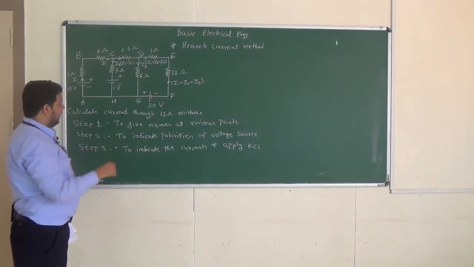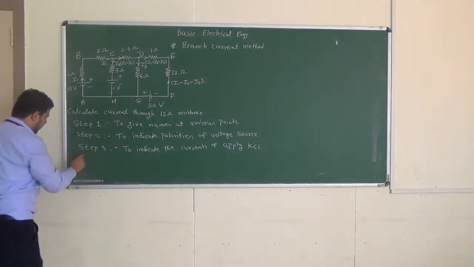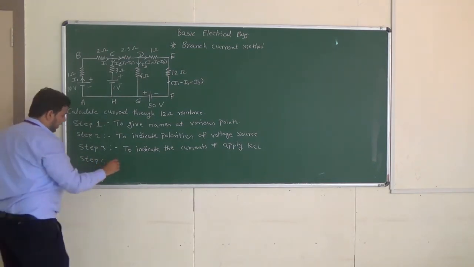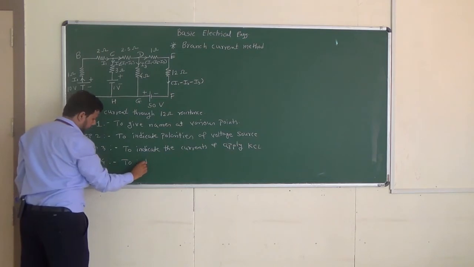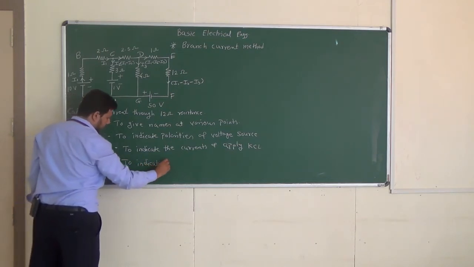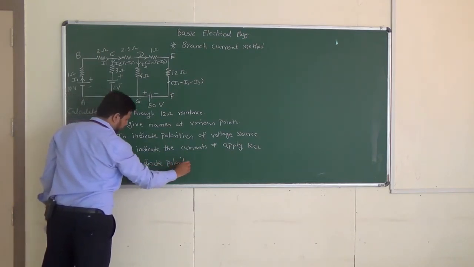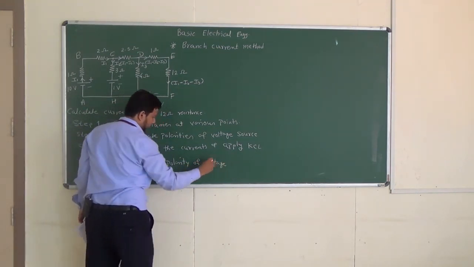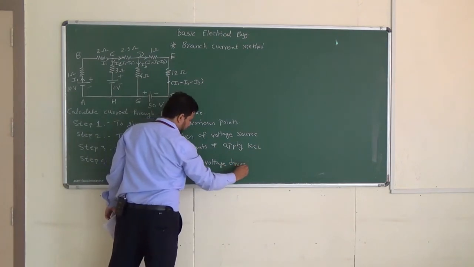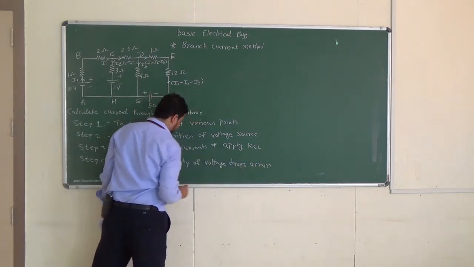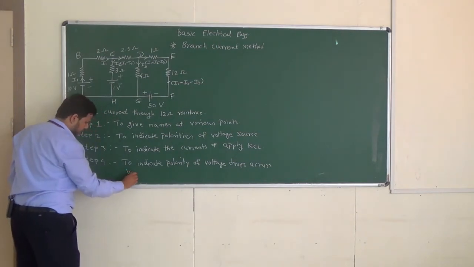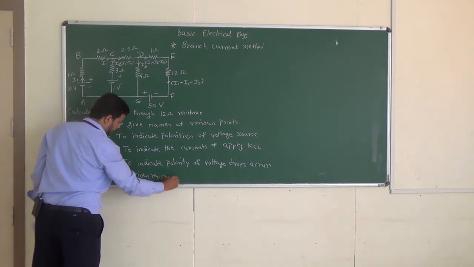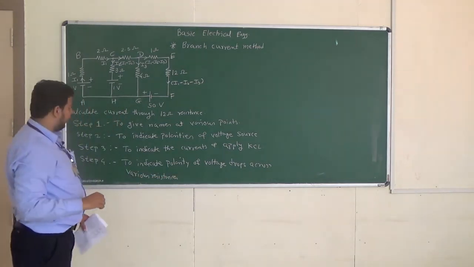We have to apply KCL at various nodes. Then the next step, step 4: we have to indicate the polarity of voltage drops across various resistances. So in the next step we have to indicate the polarity.